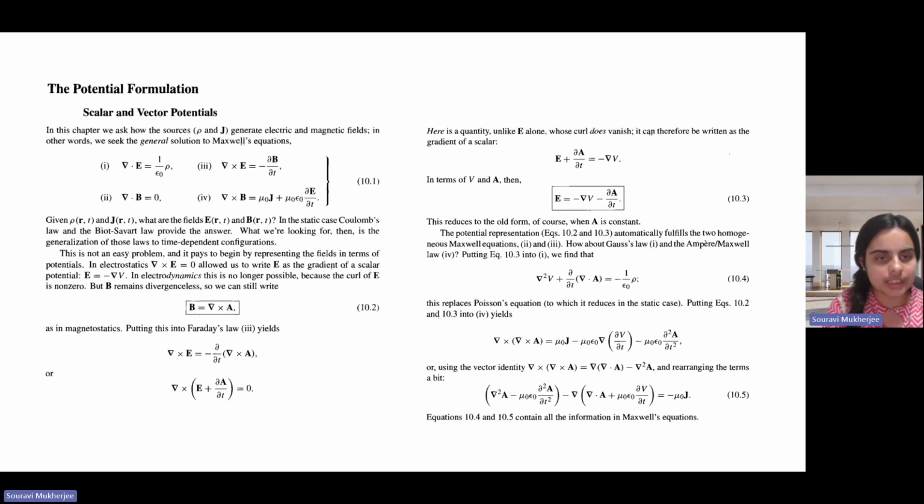So just like in the electrostatic case, we had this scalar potential V. Similarly, if you remember, because the divergence of B is zero, as you can see from Maxwell's relations, that tells us that you can write B as curl of A, where A is the vector potential. These were things that we studied during electrostatics and magnetostatics, right?